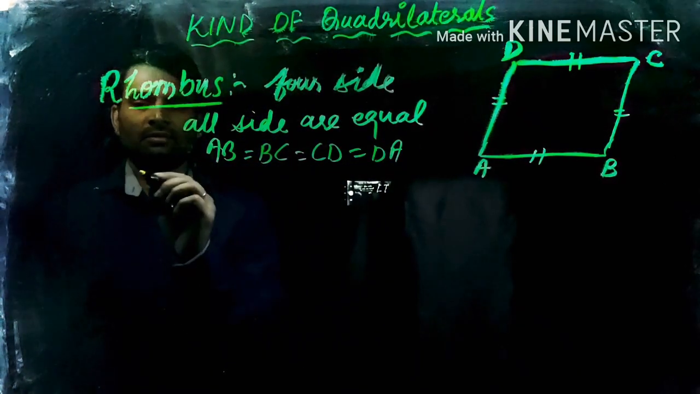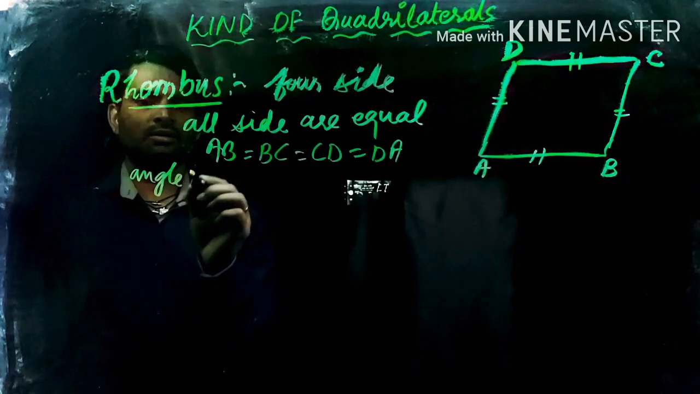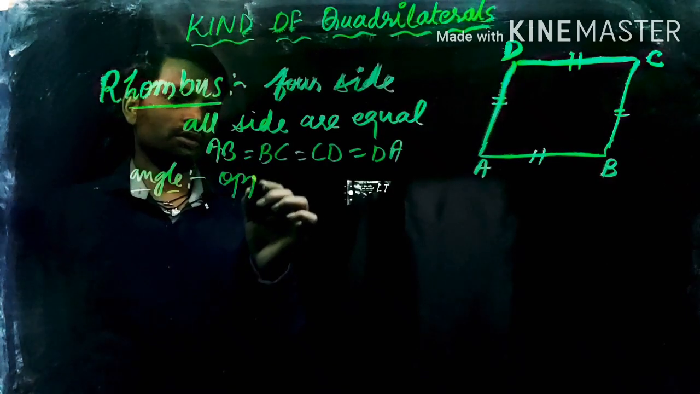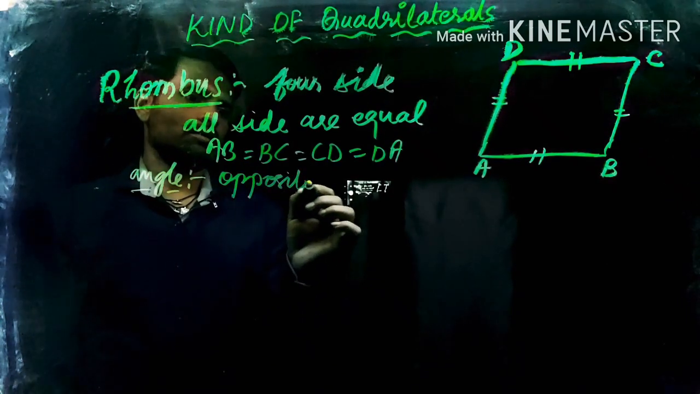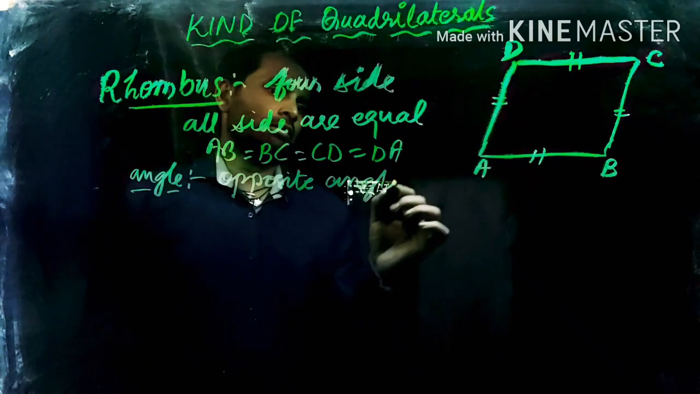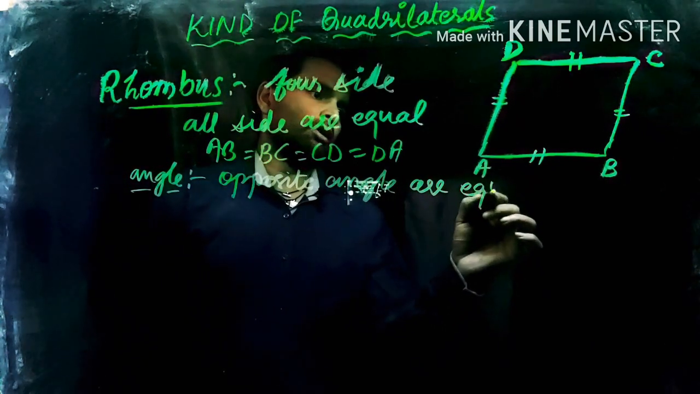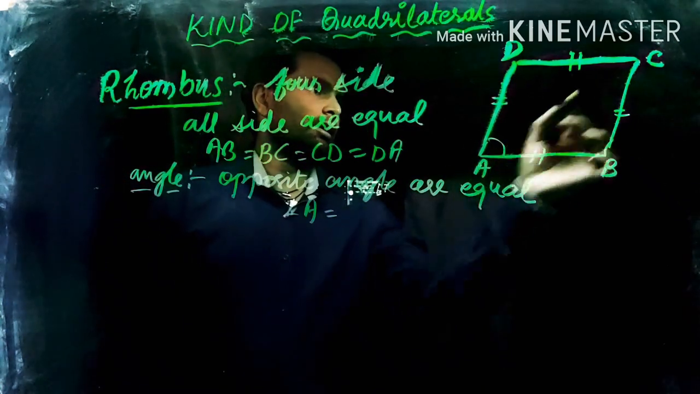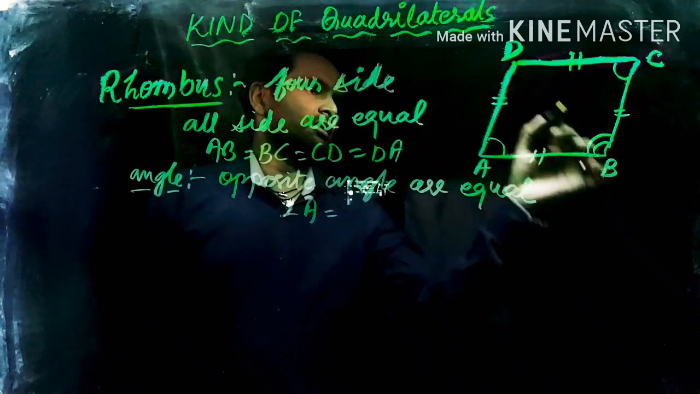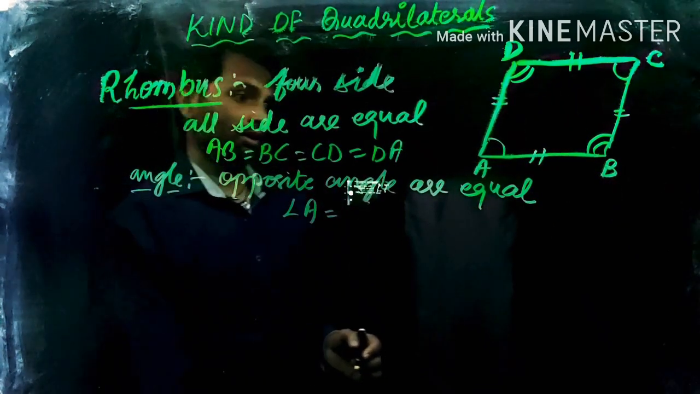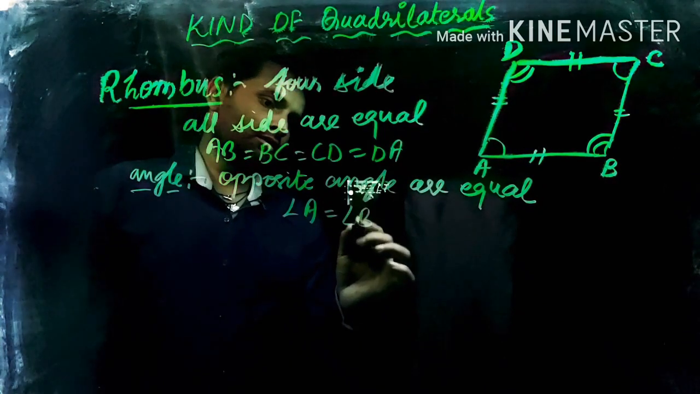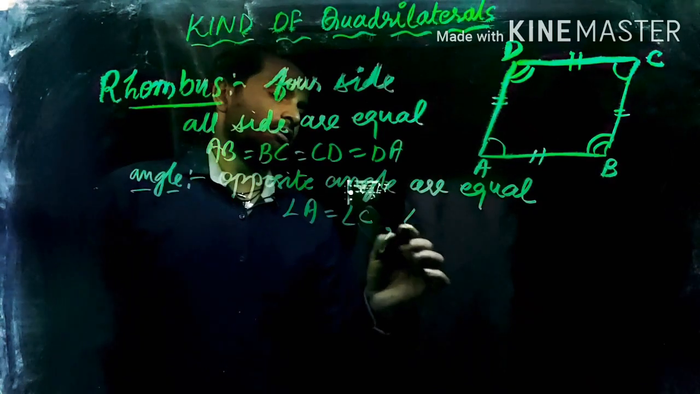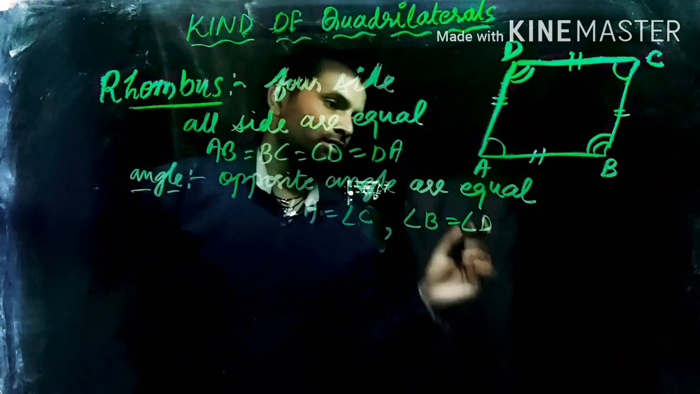And the second topic is angles. What is the property of angles? Only opposite angles are equal. Opposite angles are equal. It means that angle A is equal to angle C and angle B is equal to angle D.